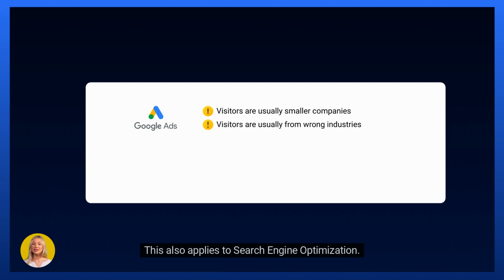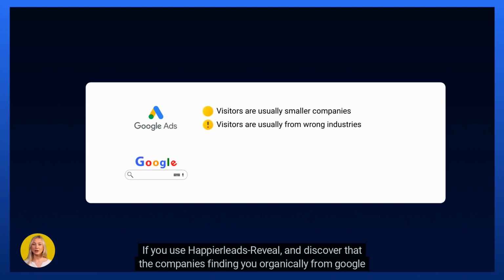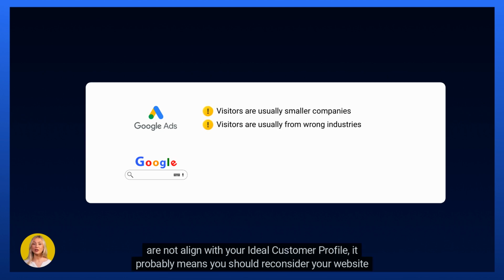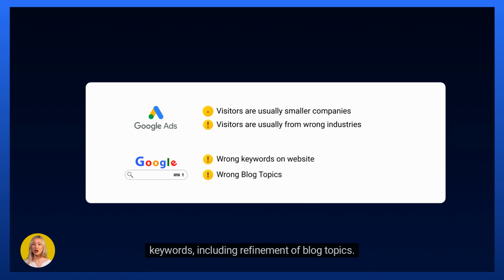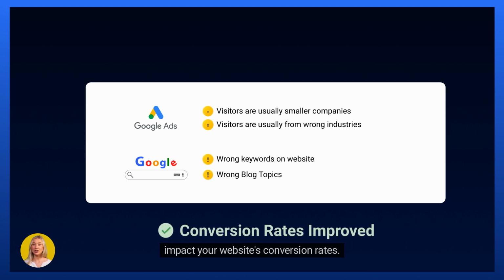This also applies to search engine optimization. If you use Happierleads Reveal and discover that the companies finding you organically from Google are not aligned with your ideal customer profile, it probably means you should reconsider your website keywords, including refinement of blog topics. Improving the top of your funnel and aligning it with your ideal customer profile will significantly impact your website's conversion rates.